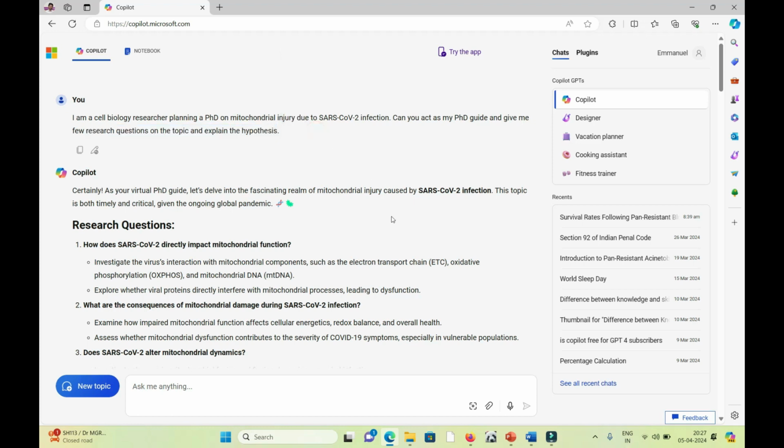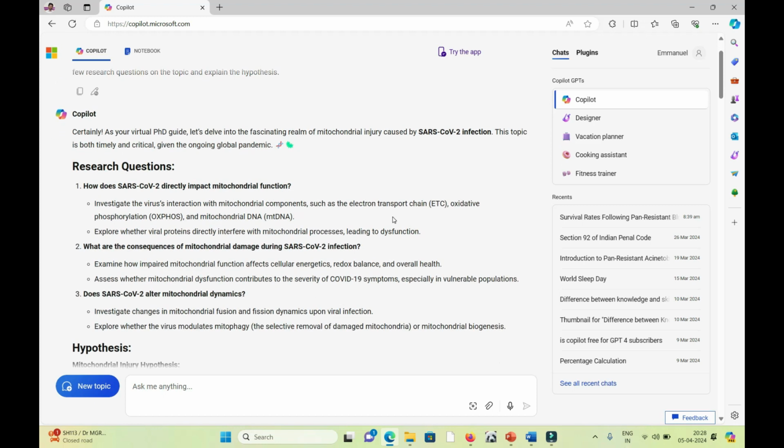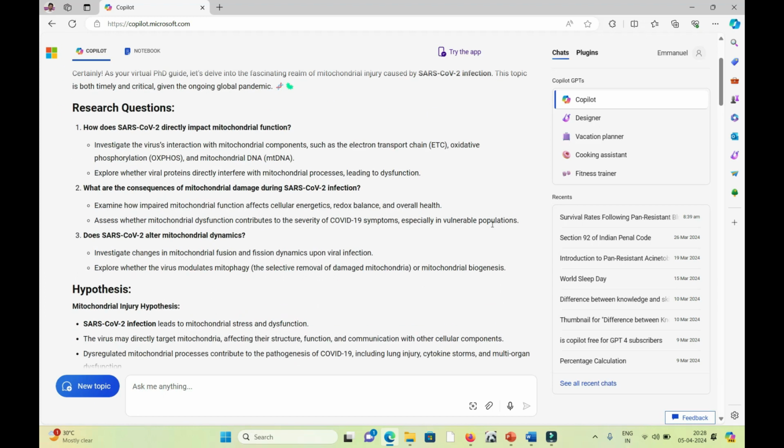So you can see down what information it has given you. It is replying that certainly it is willing to act as my virtual PhD guide and it is willing to tell me about the mitochondrial injury caused by SARS-CoV-2 infection. Now it has given three research questions. First, how does SARS-CoV-2 directly impact mitochondrial function?